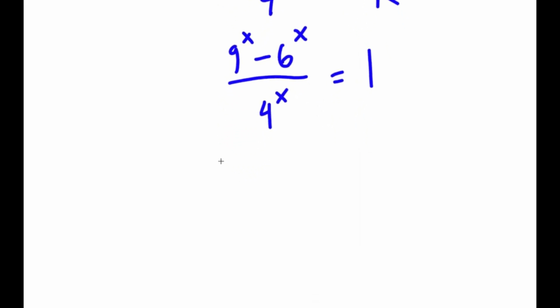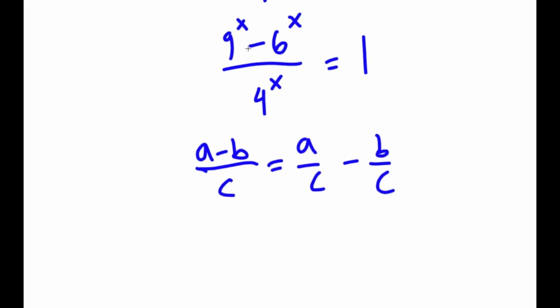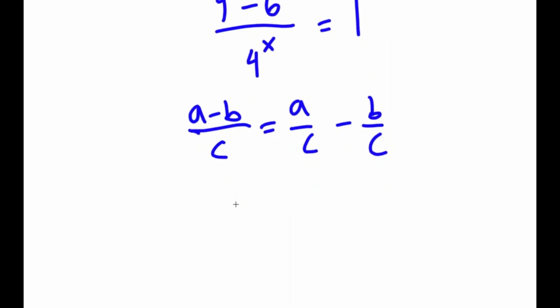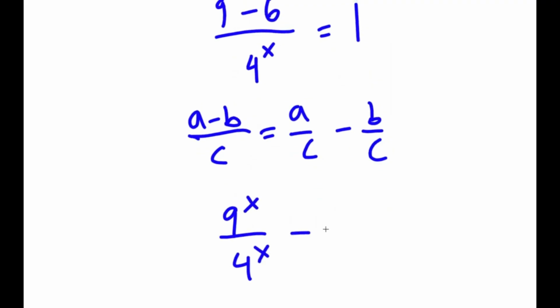Now, if I have something in the form (a minus b) over c, this can be written as a over c minus b over c. So (9 to the power of x minus 6 to the power of x) over 4 to the power of x can be written as 9 to the power of x over 4 to the power of x minus 6 to the power of x over 4 to the power of x. This is equal to 1.